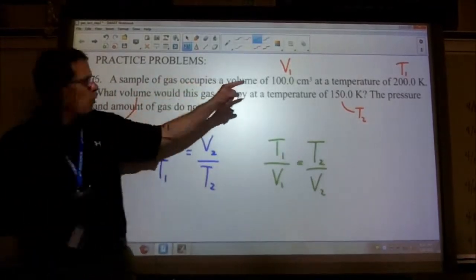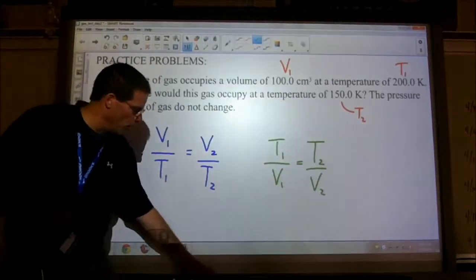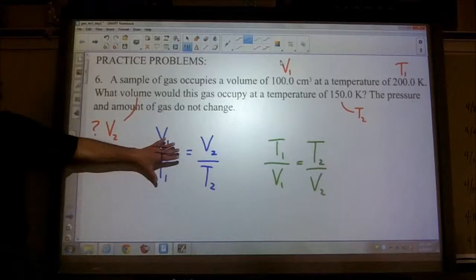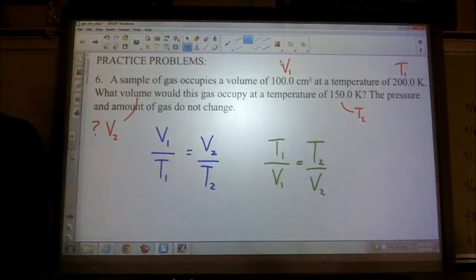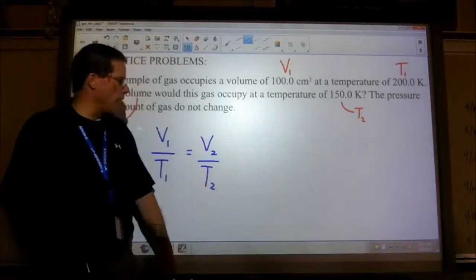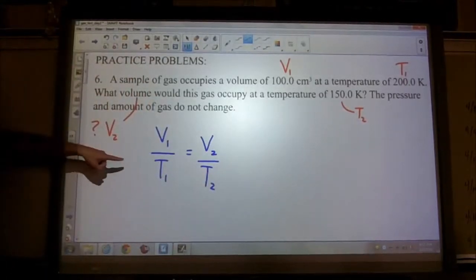So we know V1, we know T1, we know T2. It's actually V2 that we're looking for. So which of these two expressions would we use? Top one. So this one, we're going to get out of there. All right, we don't need it. So we're going to use this guy.